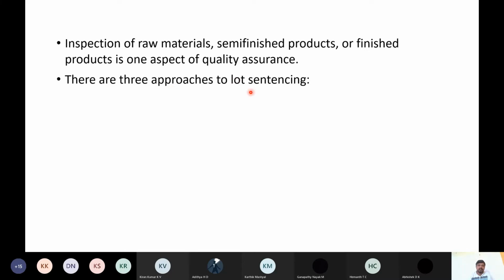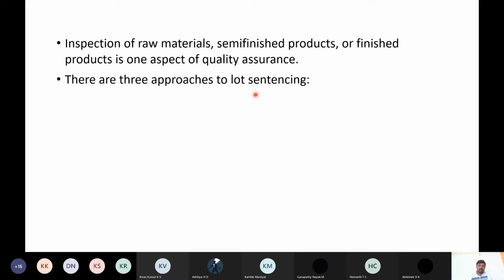There are three approaches to lot sentencing. Lot is like a population. In a batch, if a company is producing 1,000 units of a product, those 1,000 units are called a lot. If you go to a vegetable vendor, there will be a lot. Here also, in manufacturing, we consider the products manufactured in a particular batch as a lot, or we can consider it as the entire population.